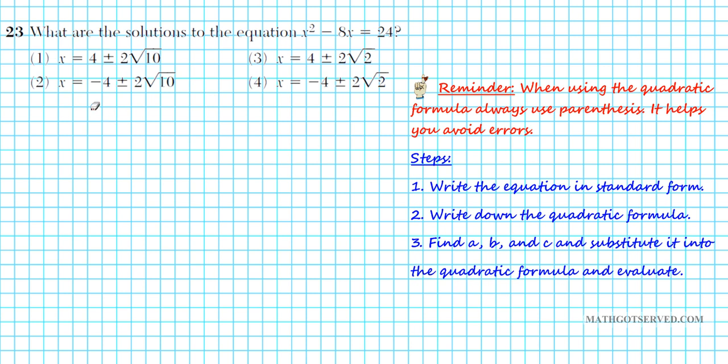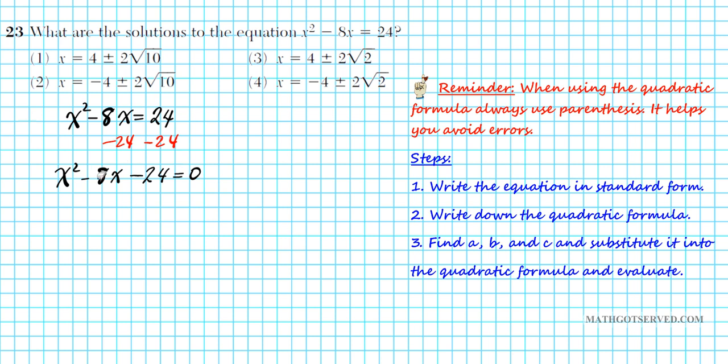Okay? So the quadratic equation we have is x squared minus 8x equals 24. Standard form requires it to be equal to 0, with each term in order of decreasing degrees from left to right. To accomplish that, we subtract 24 from both sides. That yields x squared minus 8x minus 24 equals 0.